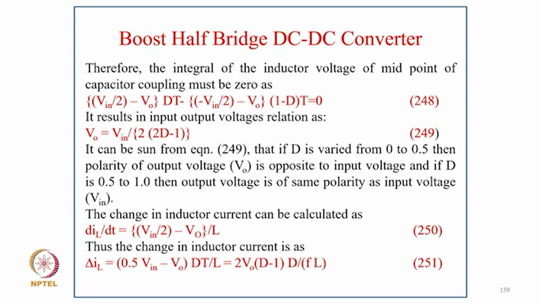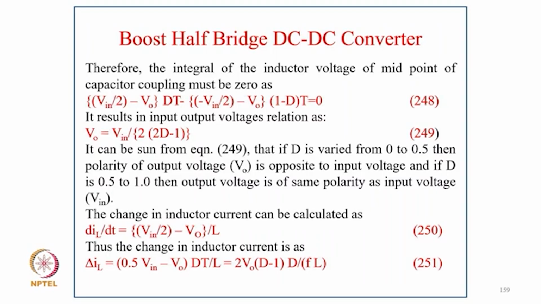So therefore, the integral of inductor voltage over the period, with the midpoint capacitor voltage coupling, must be zero: (Vin/2 − Vo)DT = −(Vin/2 − Vo)(1 − D)T. It results in the input-output voltage relation Vo = Vin/2 (2D − 1). So it can be seen from the equation that if D is varied from 0 to 0.5, then the polarity of output voltage is opposite to the input voltage, and if D varies from 0.5 to 1, then the output voltage is of the same polarity as the input voltage.